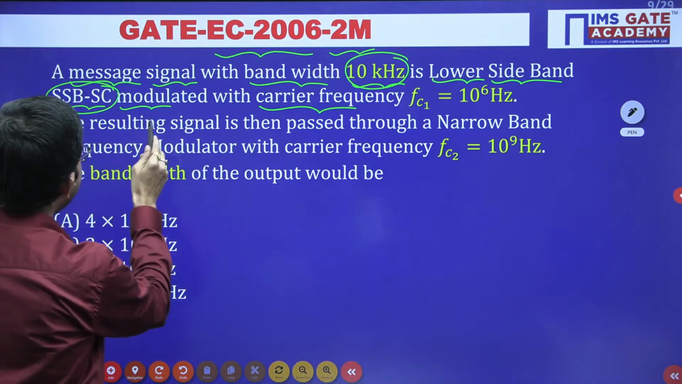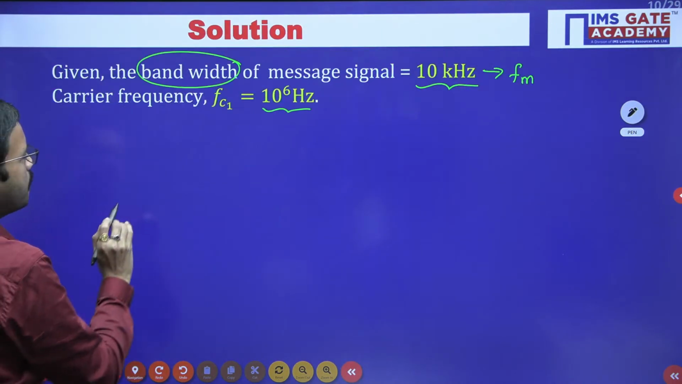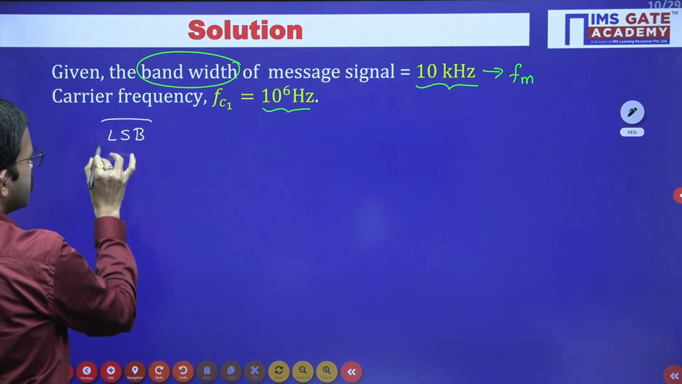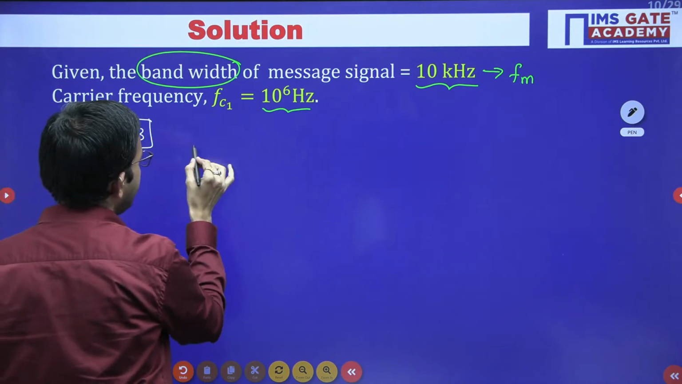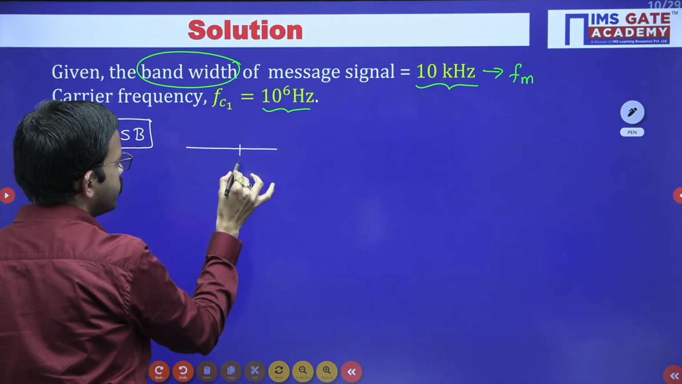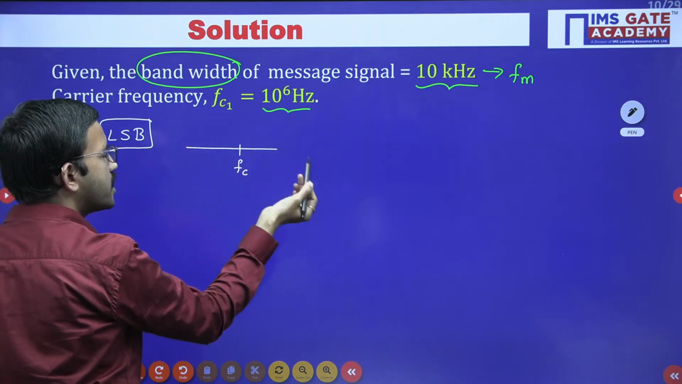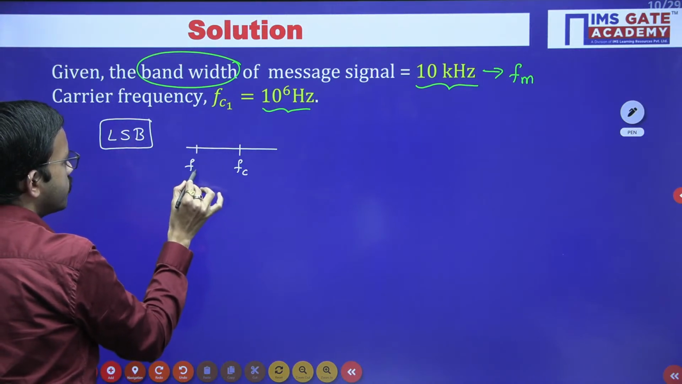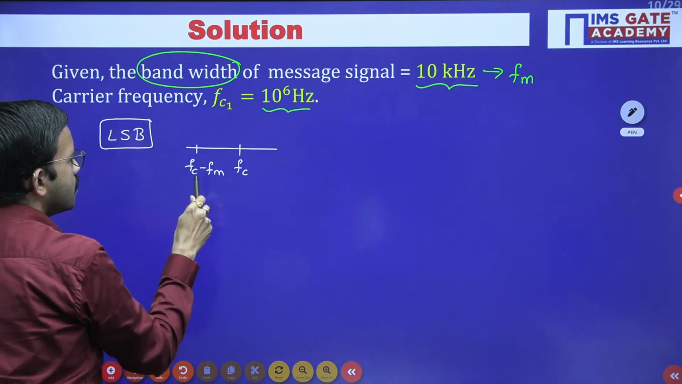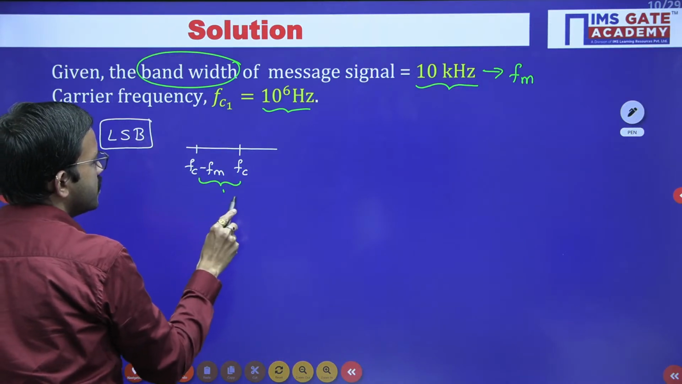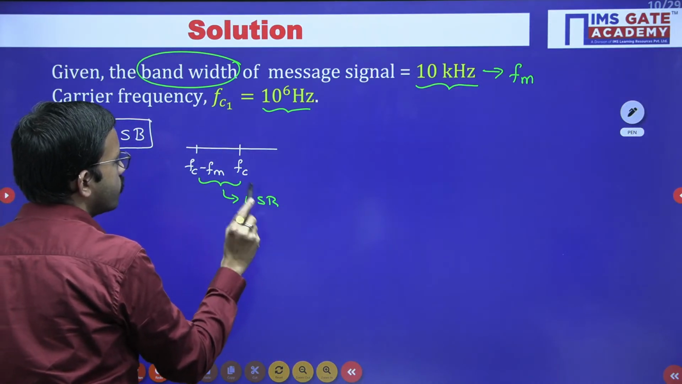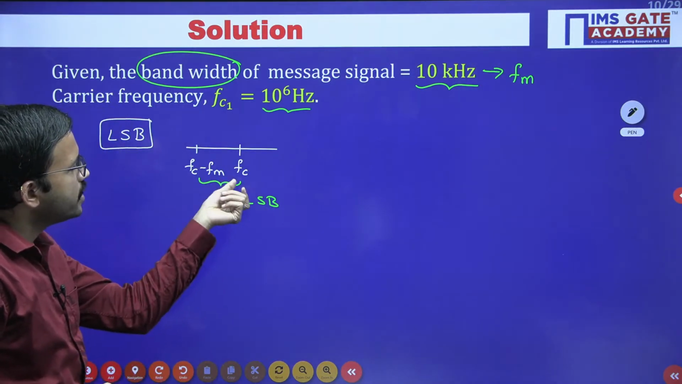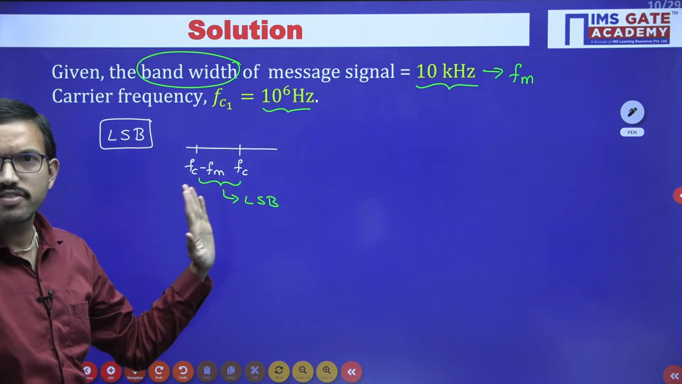Here, if you consider SSB-SC modulation, strictly they have mentioned it is a lower sideband. Lower sideband means you will have the center frequency FC, the upper cutoff frequency is FC plus FM, but since the lower sideband is mentioned, the lower cutoff frequency is FC minus FM. This is the LSB. We consider the lower cutoff frequency as FC minus FM, and the upper cutoff frequency is the carrier frequency, that is FC.